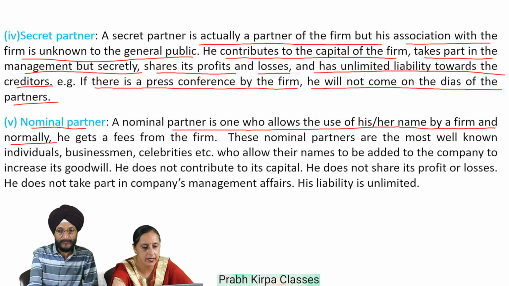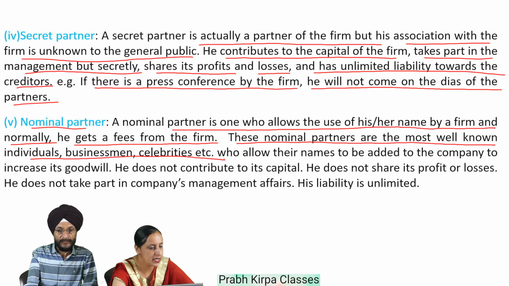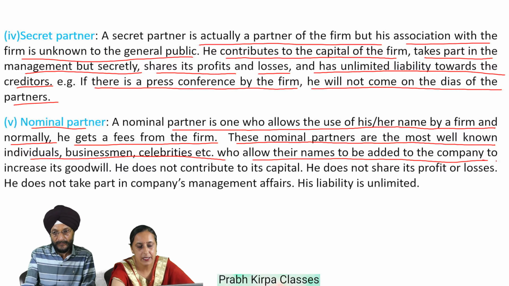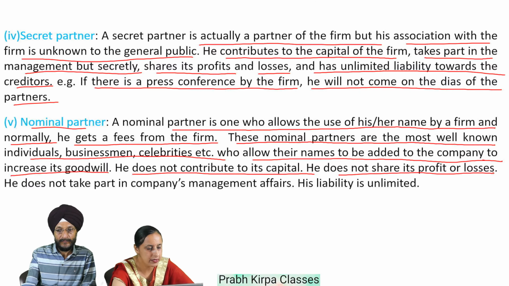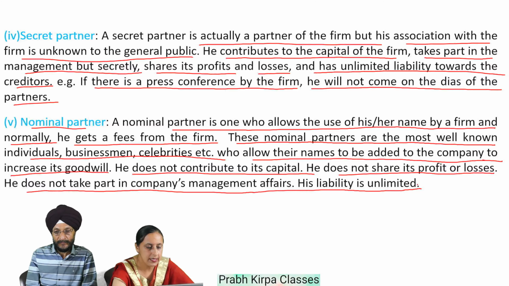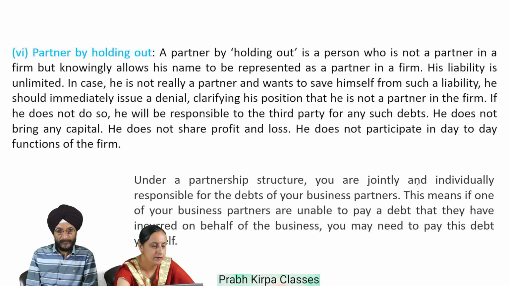Fifth, nominal partner. A nominal partner is one who allows the use of his or her name by a firm and normally he gets a fee from the firm. These nominal partners are well-known individuals, businessmen, celebrities, etc., who allow their names to be added to the company to increase its goodwill. He does not contribute to its capital. He does not share its profit or losses. He does not take part in the company's management affairs. His liability is unlimited.